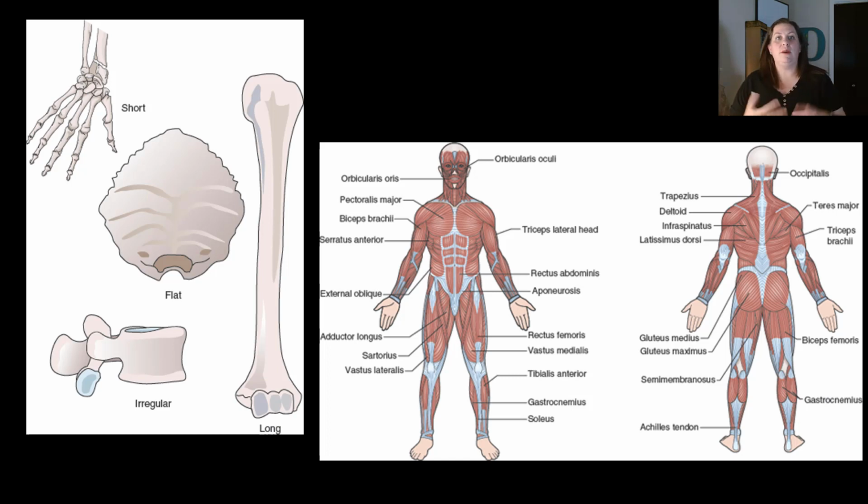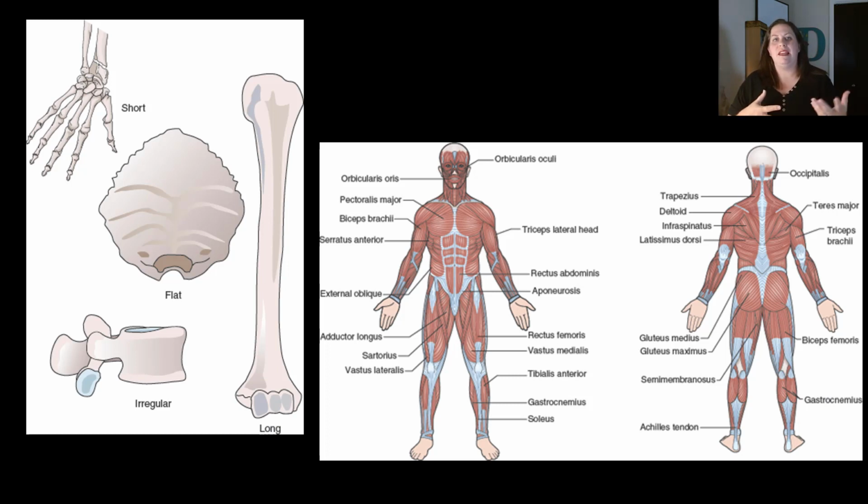So if we take a look here, we can see some of the bones. Remember, they are classified as long, short, flat, or irregular. So they're shown here, giving you some ideas. It should jog your memory back from anatomy. We also have the muscles, and in this case, it's showing you a lot of the more superficial muscles, the ones that are more prominent on the outside, not so deep.